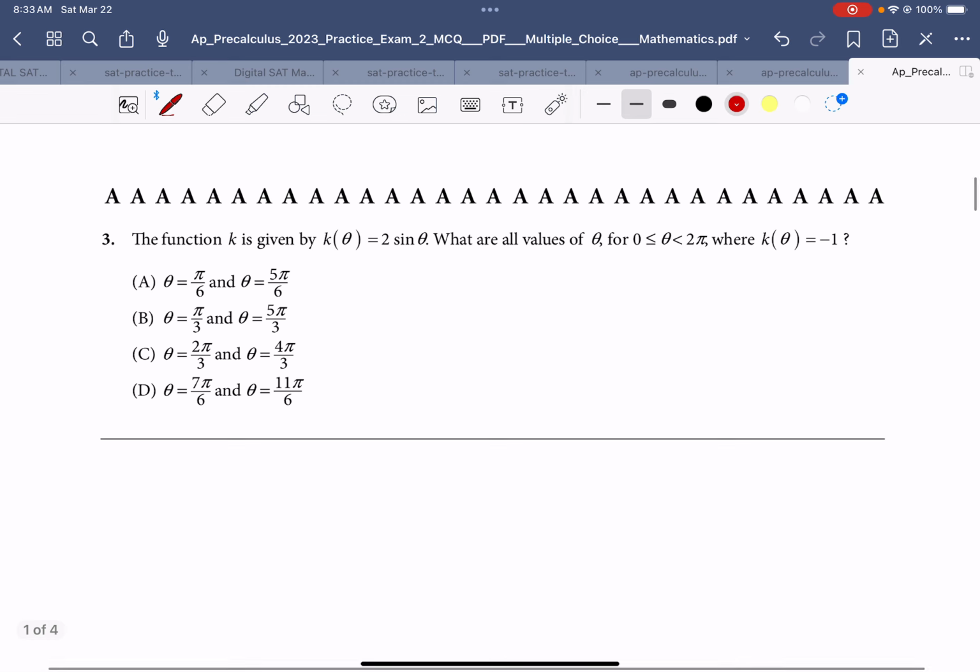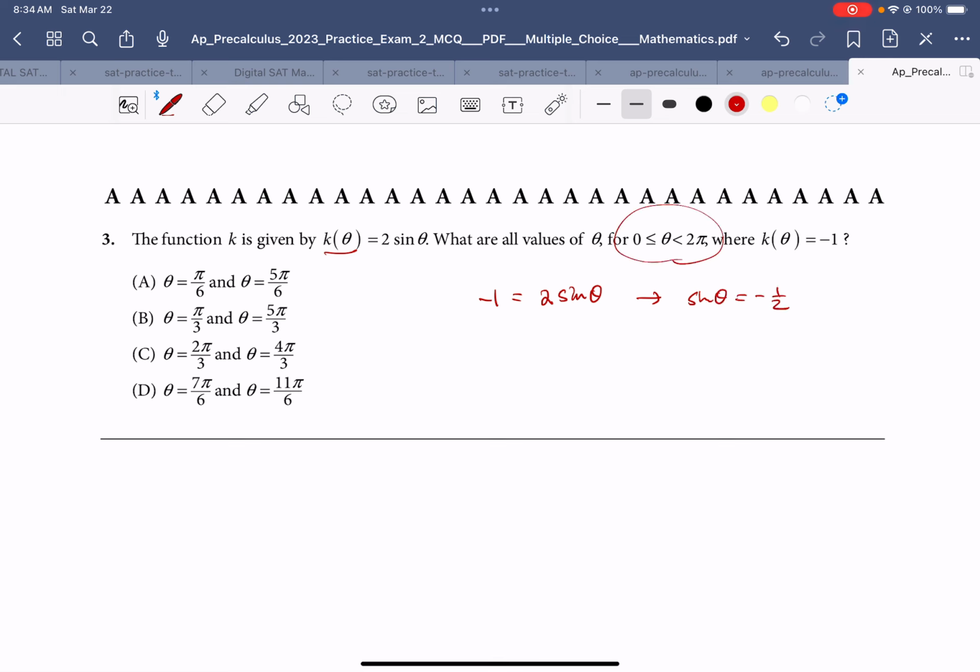Number 3, the function k given by k of theta equals 2 sine theta. What are all values of theta, if it's within 2 pi, where k of theta is negative 1? So you substitute negative 1 into here. Negative 1 equals 2 sine theta. And then when you divide by 2 on both sides, sine theta is negative 1/2.